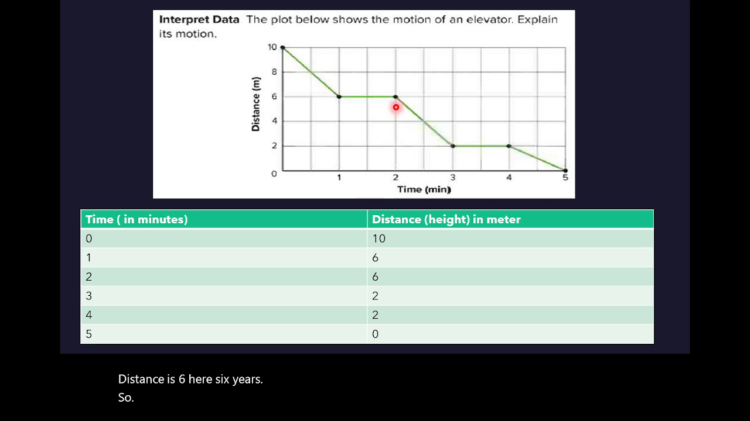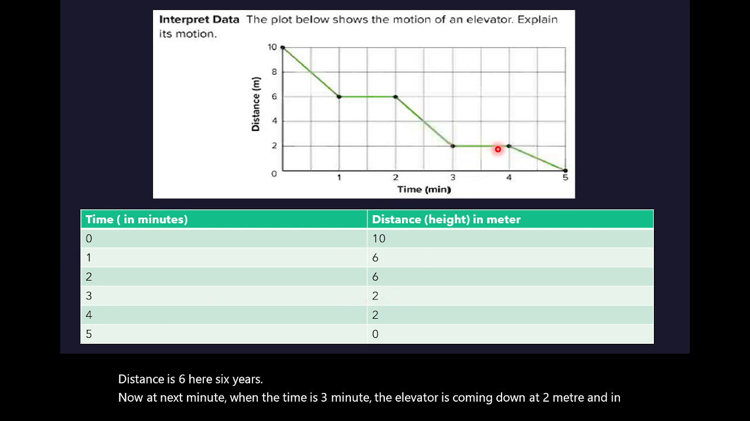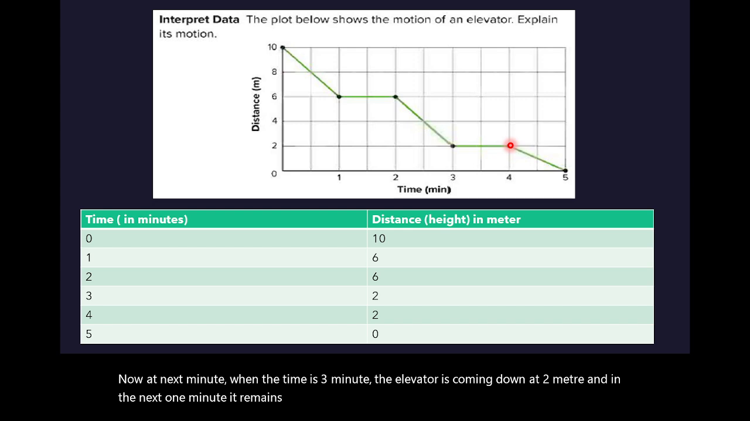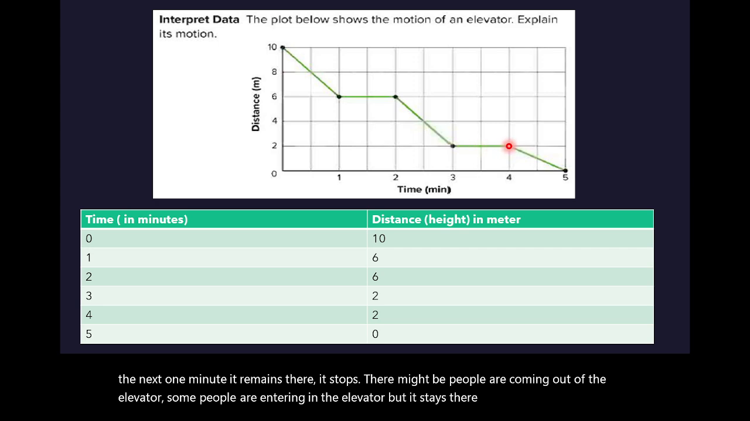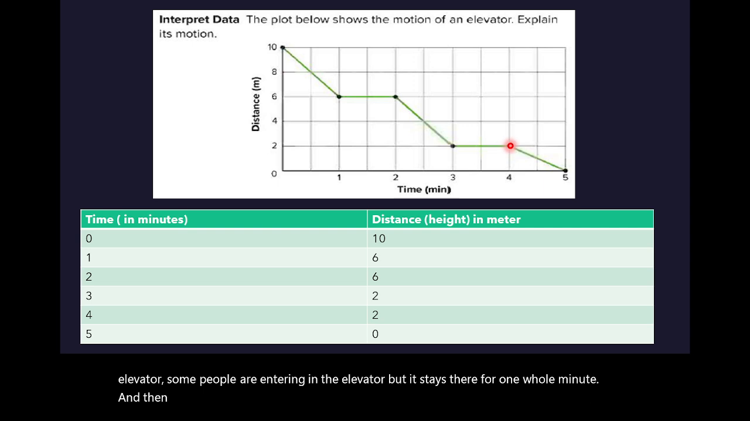Now at the next minute, when the time is 3 minutes, the elevator is coming down to 2 meters, and in the next 1 minute it remains there, it stops there. Might be people are coming out of the elevator, some people are entering the elevator, but it stays there for 1 whole minute. And then at 4 minutes it is 2 meter, and at the end of the 5th minute the elevator is at 0 meter on the ground floor.